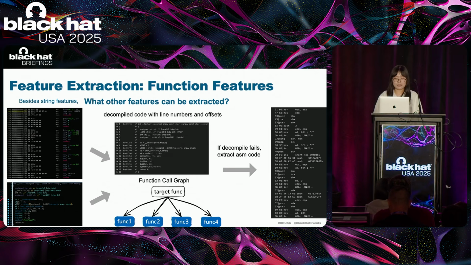Notably, if the function decompilation failed, we just directly extract the assembly code. Additionally, a function call graph is extracted, partly to provide the large model with the connection information, and the other part is to assist in generating rules. More details will also be given in the rule generation part.